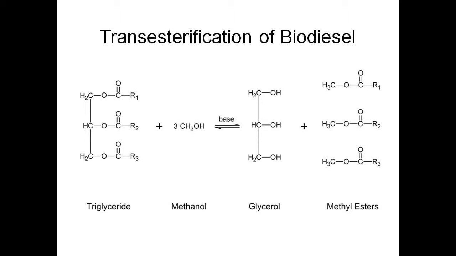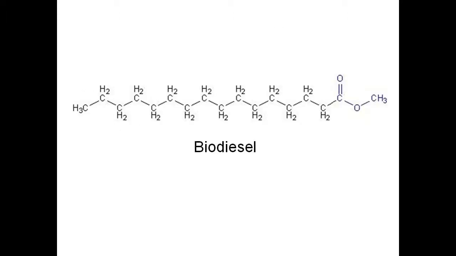The transesterification of biodiesel takes place by the following reaction. A typical molecule of biodiesel has the following structure. Mostly, it is a long chain of carbon atoms with hydrogen atoms attached. It also has an ester functional group attached at one end, just like all esters do.